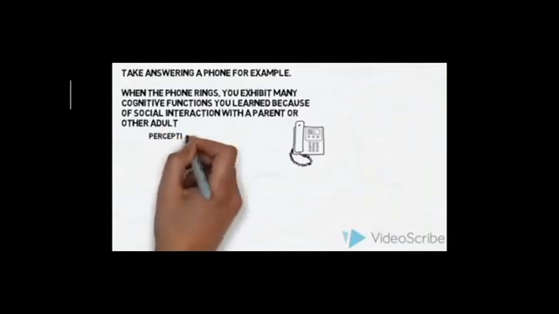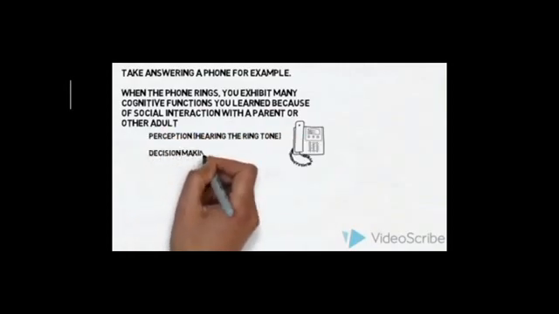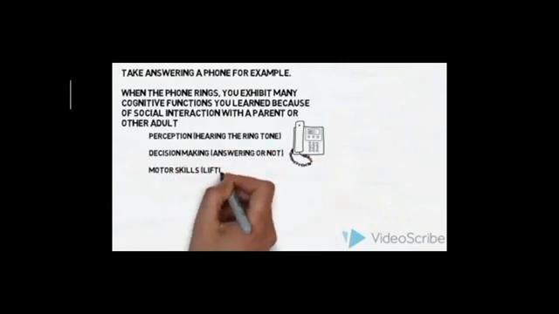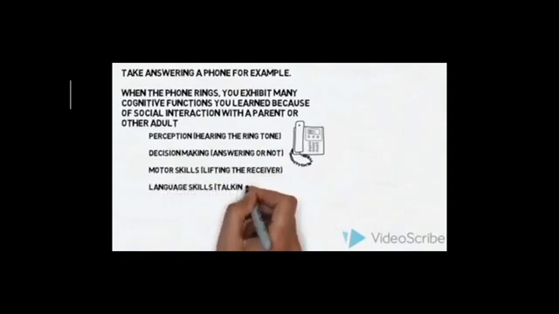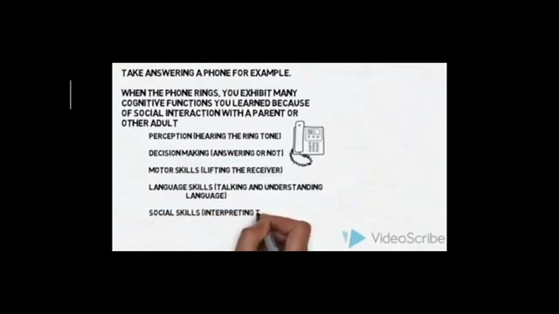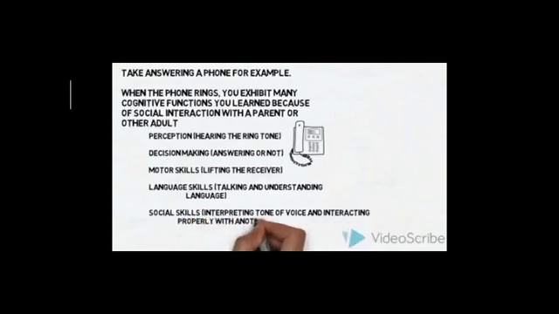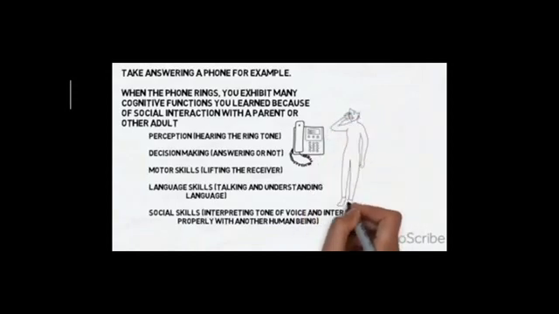Perception: hearing the ringtone. Decision-making: will I answer it or not? Motor skills: lifting the receiver to my ear. Language skills: talking and understanding language. Social skills: interpreting tone of voice and interacting properly with another human being. All of this you learn by simply watching your parent answer the phone.